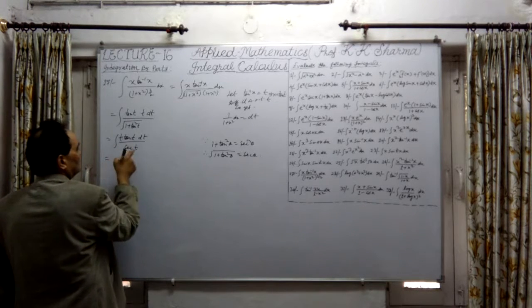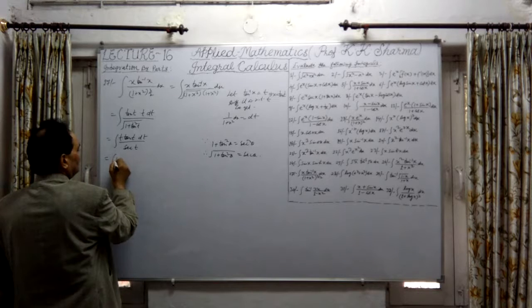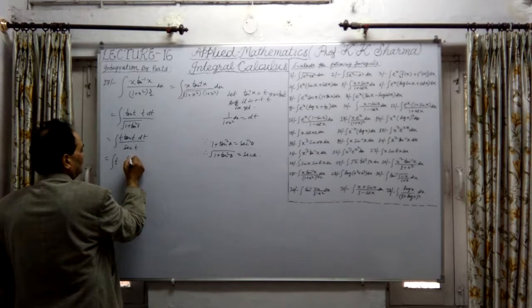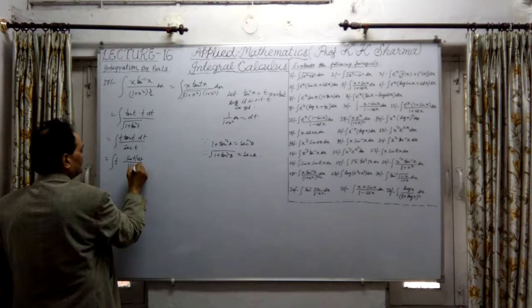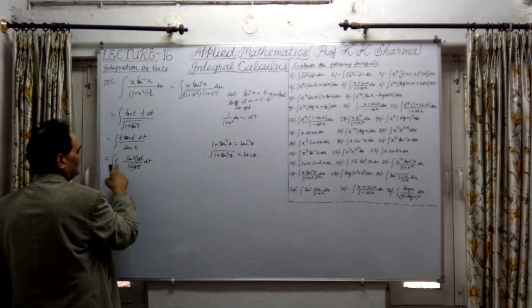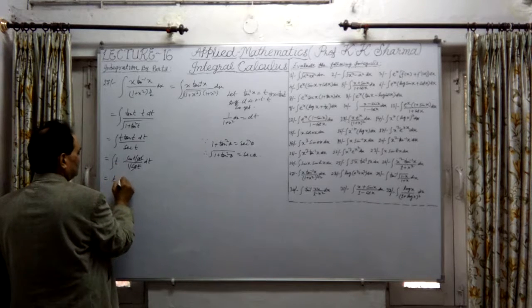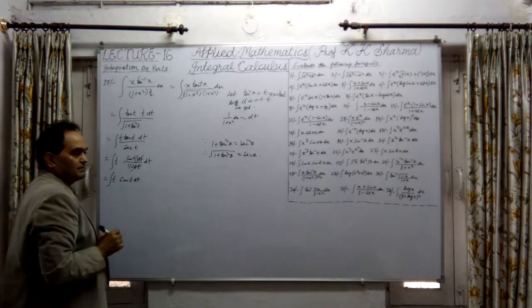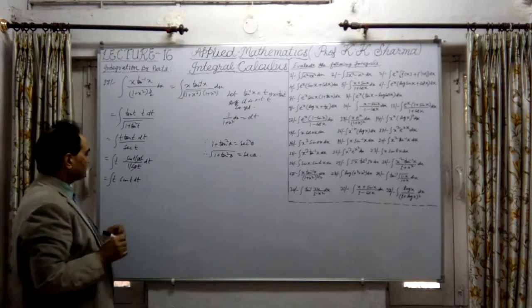Okay. Now let me convert this again. This is t into, this is sin t upon cos t. This is 1 upon sec t, which is cos t. Cos t cancels out, into t. This is nothing but t into sin t. Integration of t into sin t. Now we can apply the ILATE method.